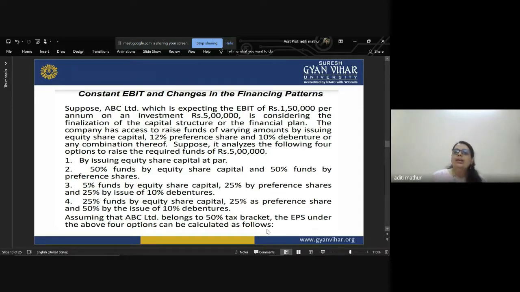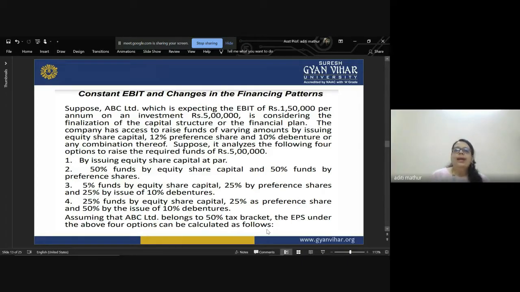Right? So now let us just understand another situation. So what we have studied right now is how to calculate EPS, right? So there are constant EBIT and changes in financial patterns. So now let's solve another very important question. This is a different type of question which generally comes in your EBIT-EPS pattern. This is another type of question which comes in your EBIT-EPS calculations.